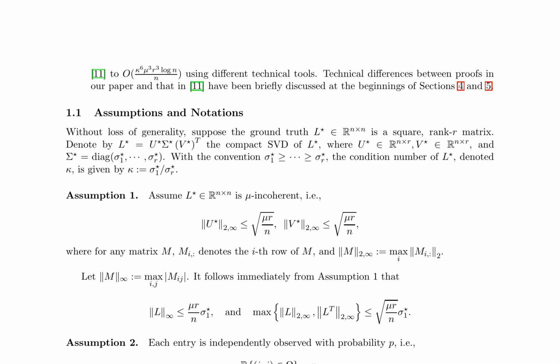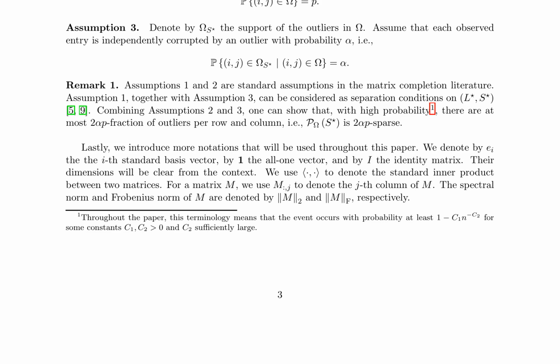These assumptions are standard in the matrix completion literature and can be considered as separation conditions on L star, S star. The authors then introduce notations and definitions, including the compact SVD of L star, the condition number kappa, and the spectral and Frobenius norms of a matrix. They also define the projection operator P omega, which projects a matrix onto the set indexed by omega.